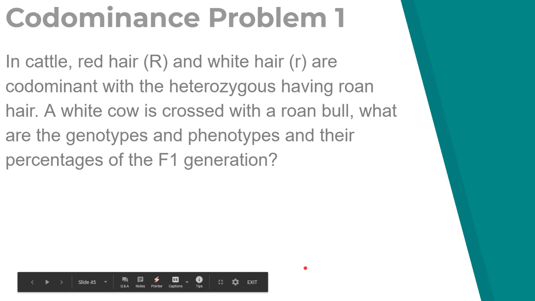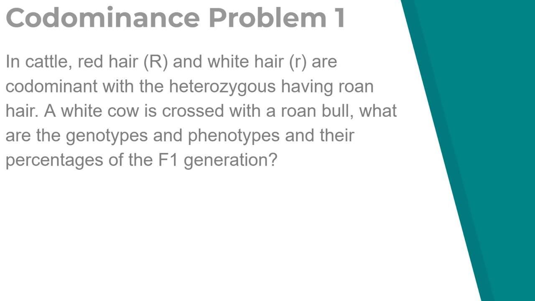So to do a problem with codominance, it is set up the same exact way as we've been doing, the 4 steps. And this is going to be done a little bit more like the incomplete dominance questions instead of the monohybrid, because the first step is going to be where you list the 3 genotypes and tell me their phenotypes. So in this problem, we are looking at cattle.